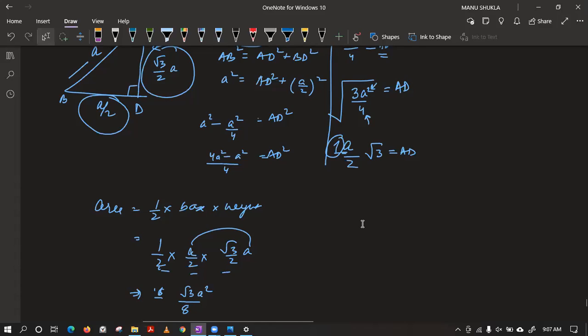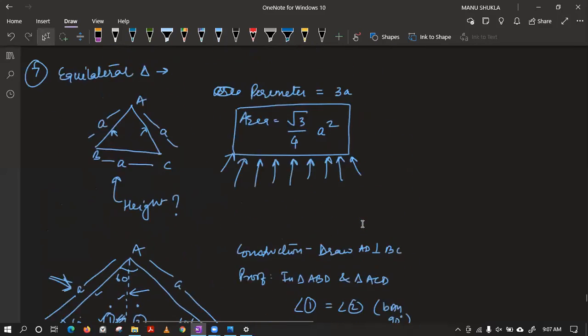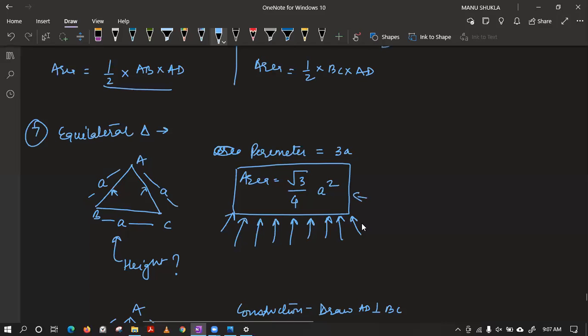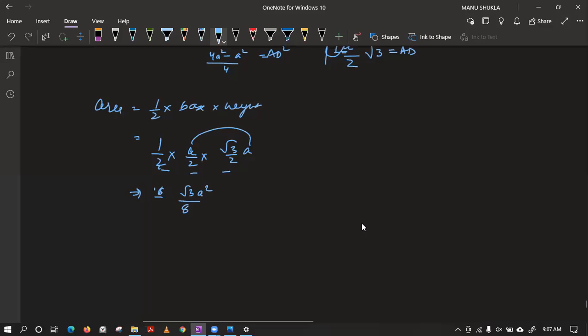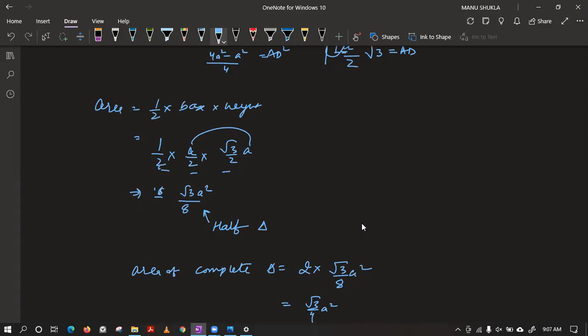I told you the formula of the area of the triangle is root 3 by 4 a square, and we have derived the answer as root 3 upon 8 a square. Anyone? What to be done now? This was the area of half triangle. To find the area of the full triangle, we just multiply it with 2. So area of the complete triangle is equal to 2 into root 3 by 8 a square, that is root 3 by 4 a square.